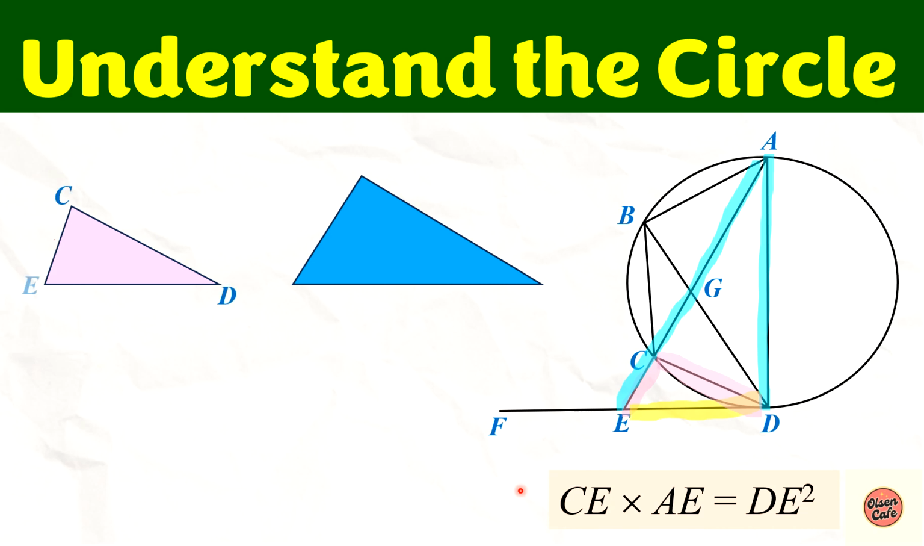So I'm going to label the points. The point that corresponds to point C will be point D, and then A corresponds to D, and E corresponds to E. So I am going to prove that these two triangles are similar.